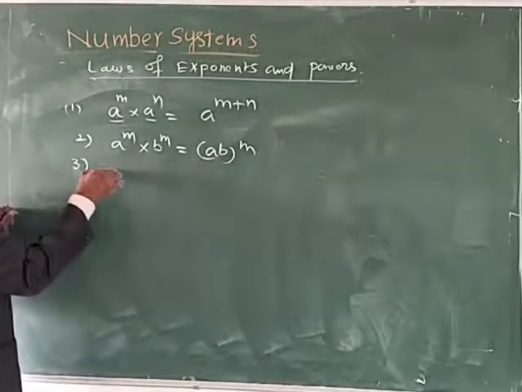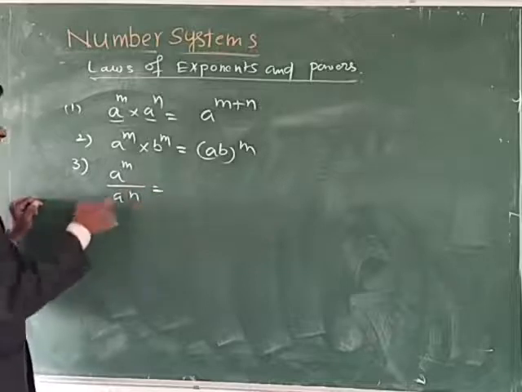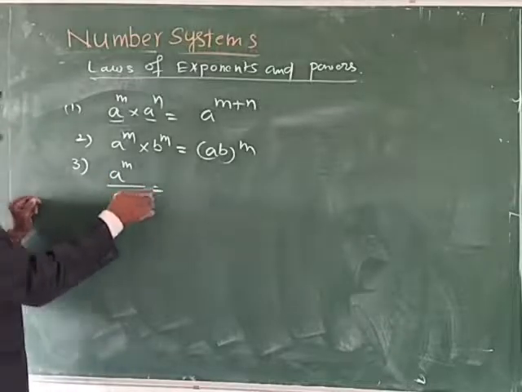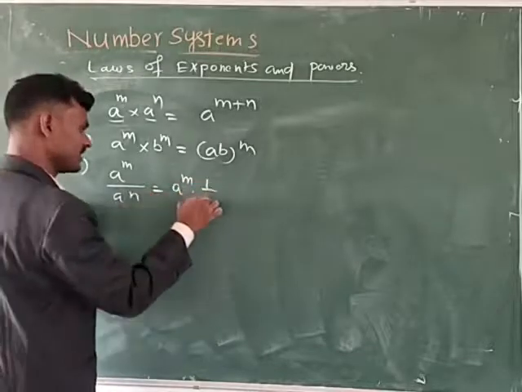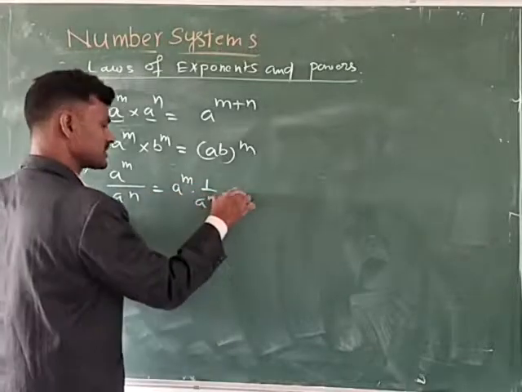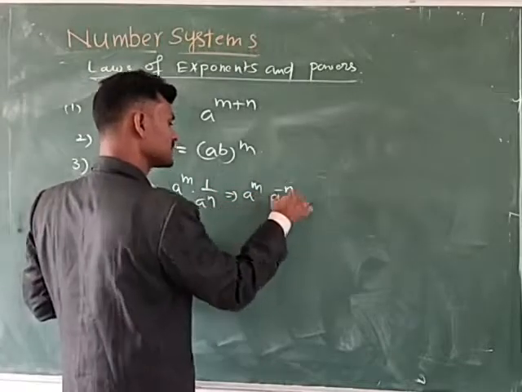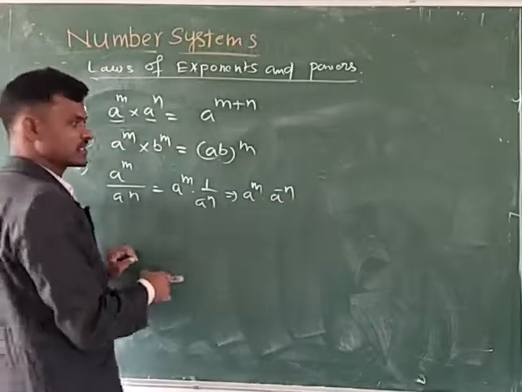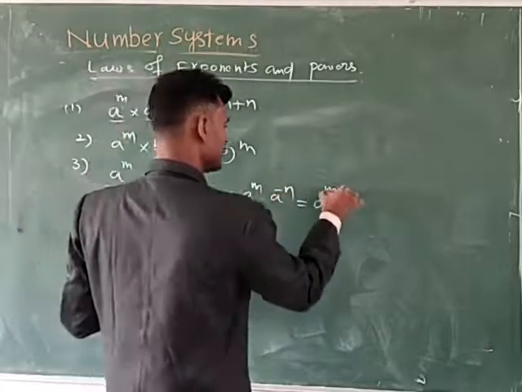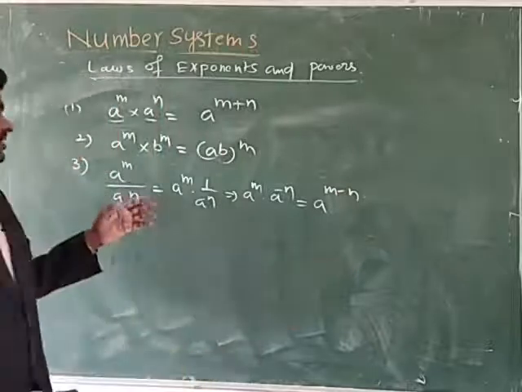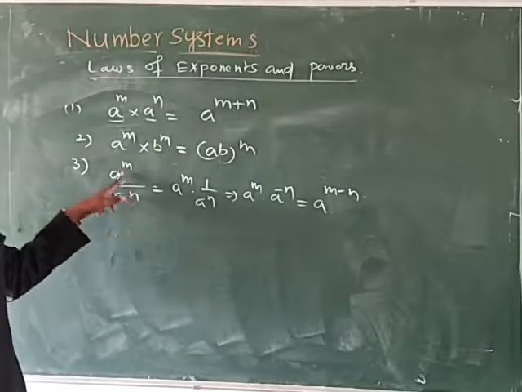Next one is a power m by a power n. Here the bases are equal but it is a division, so you write this as a power m times 1 by a power n. Here 1 by a power n is written as a power minus n. Now this is rewritten with equal bases, so you add the powers: a power m minus n. Concluding, a power m by a power n, with bases equal, you have to subtract the powers.